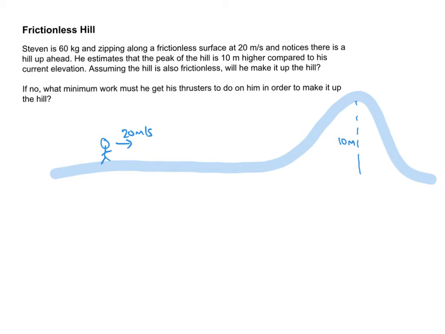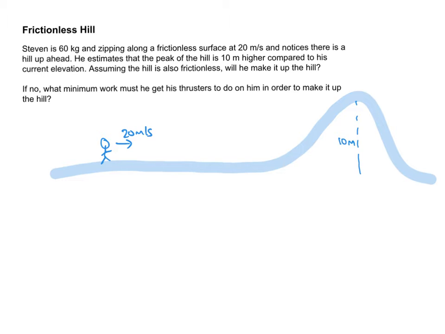So I drew Steven going at 20 meters per second on this frictionless surface. He'll reach a frictionless hill. As soon as he starts going up the hill, he's going to lose speed. He's going to lose kinetic energy because some of it's going to be transformed into gravitational potential energy. And the question is, is he going to make it to the top of the hill?